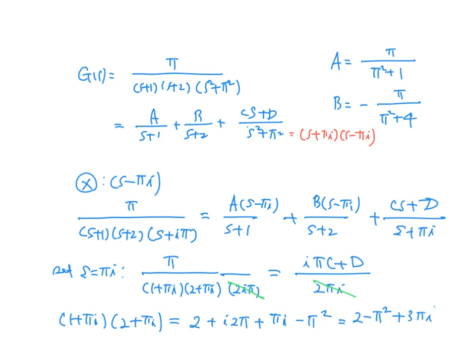Pi is i pi c plus d. A was right. Yeah. 2 minus pi squared plus 3 pi i is equal to i pi c plus d.